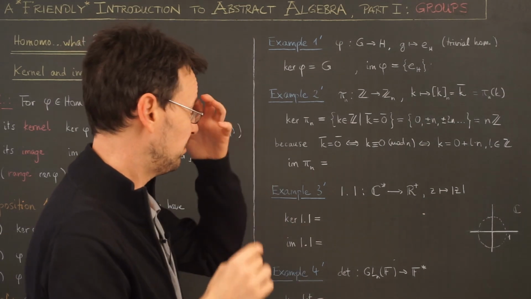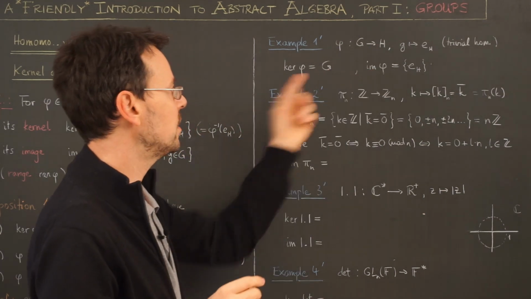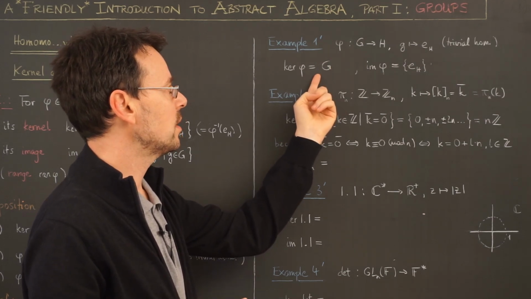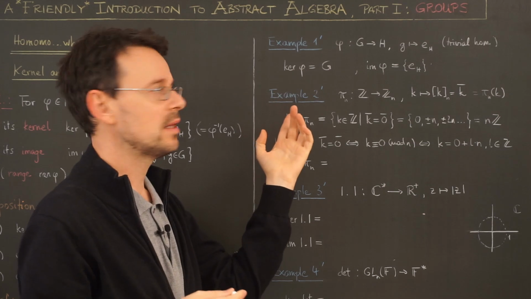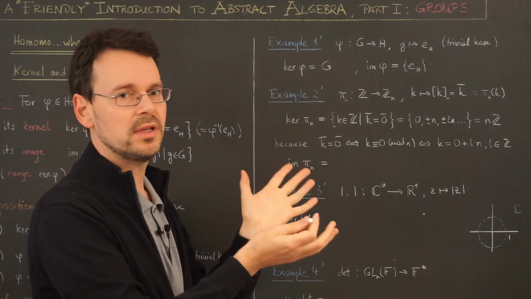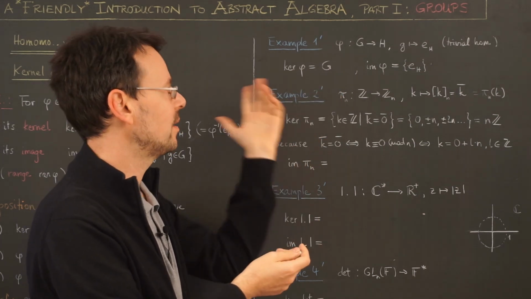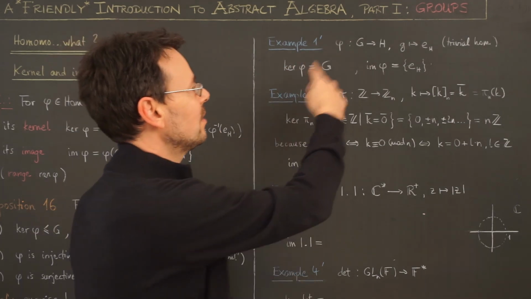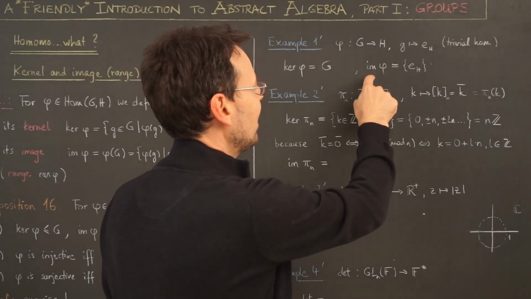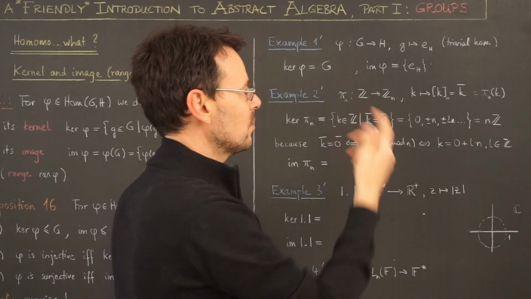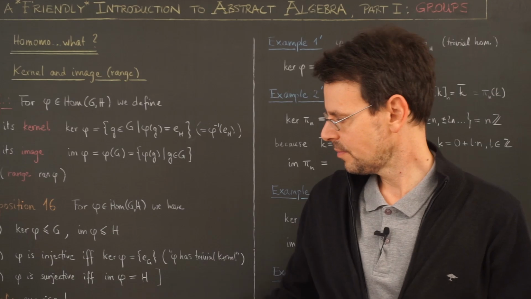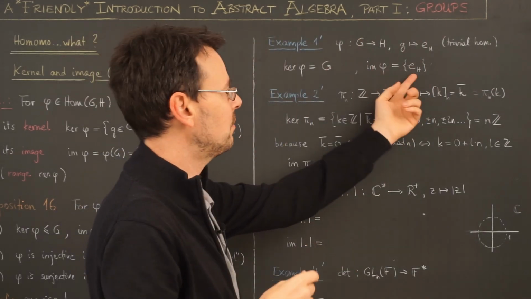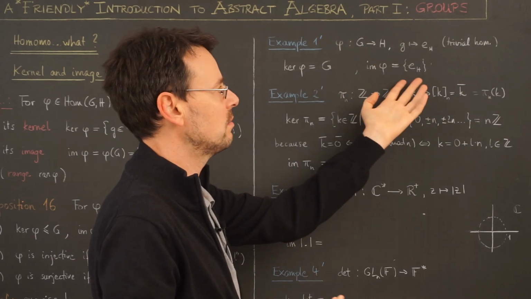Oh yeah, I forgot the new terms here. So this is clearly not a monomorphism, not injective, except for the trivial case where G is the trivial group consisting only of one element. Then, of course, the trivial homomorphism here is injective. And it is clearly not surjective, so not an epimorphism, except for the trivial case when H is the trivial group.